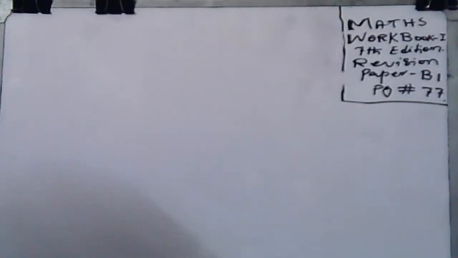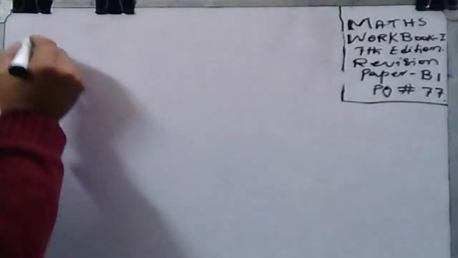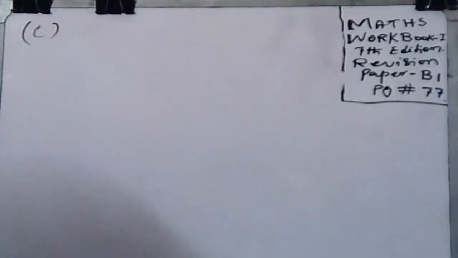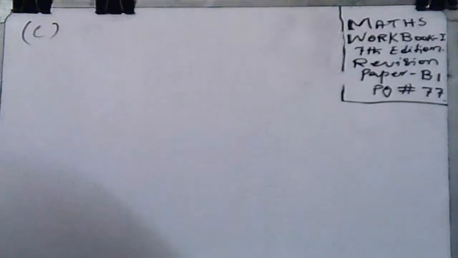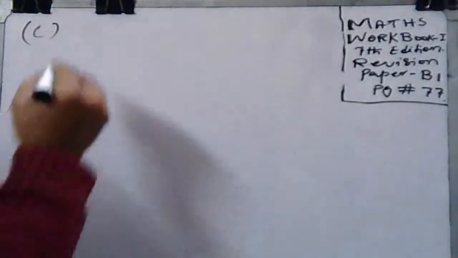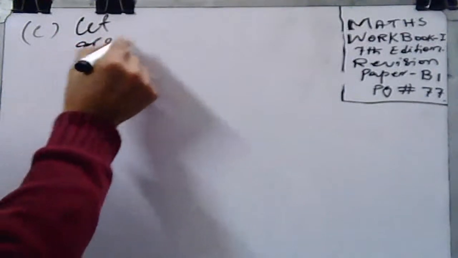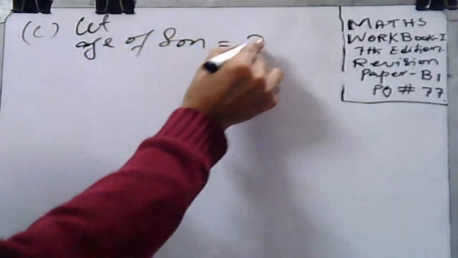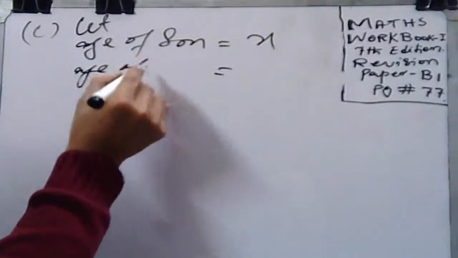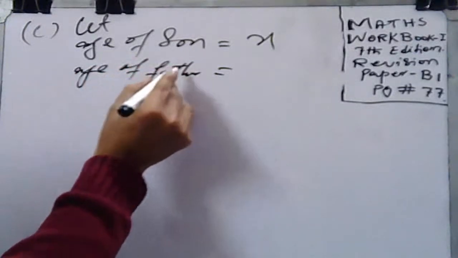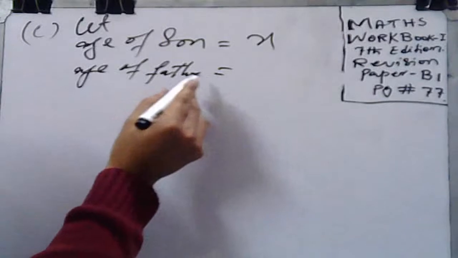Find their present ages. Okay, in part C, we'll take another marker because we have a shortage of ink. Let the age of the son be x, and the father, Mr. Lin.